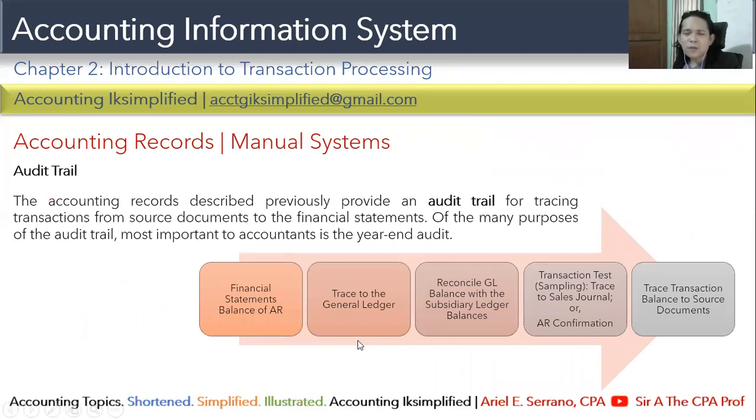Okay. Now let's talk about audit trail. Kasi yung mga accounting records na nabanggit natin, yung mga documents, yung mga journals, and then yung ating ledger, they provide audit trail. Pag sinabi nating audit trail, no, for purposes of audit, nagkakaroon tayo ng trail. No, nakikita natin ano yung nangyari from finish to start or baliktad, from start to finish, no? Natitrace natin yung transactions from source documents papunta sa mga financial statements.